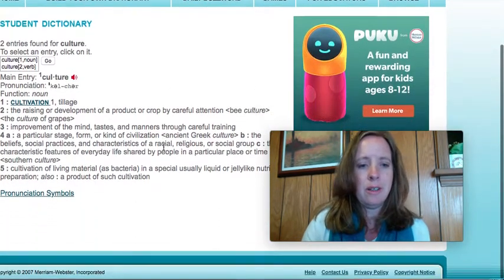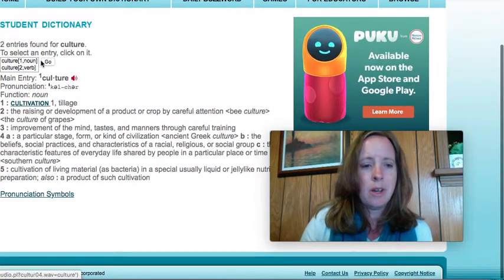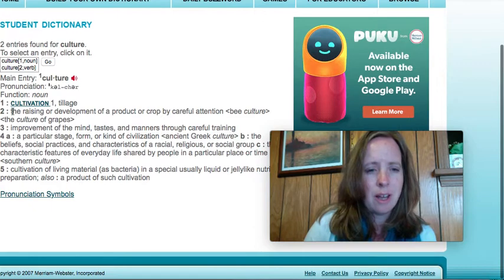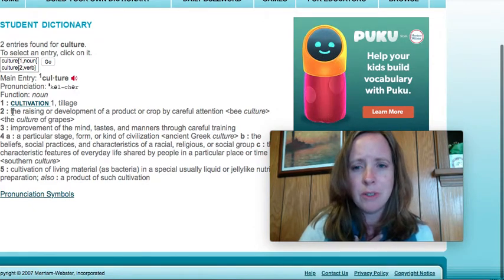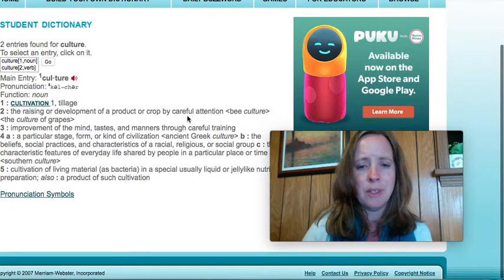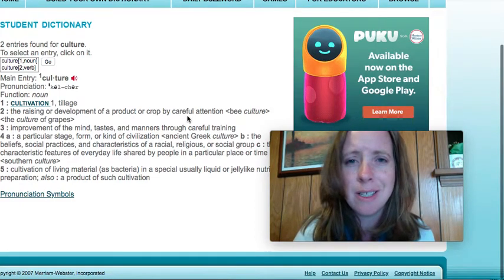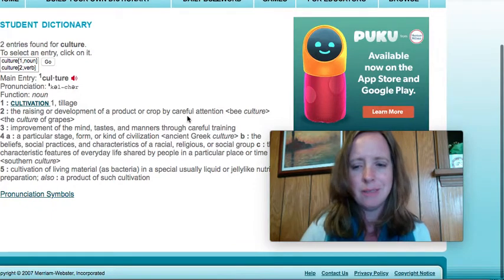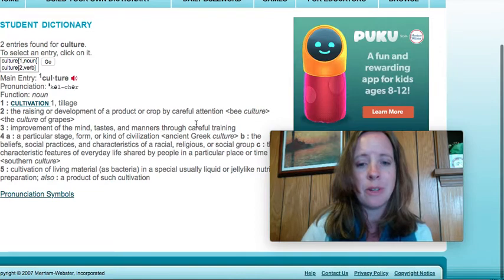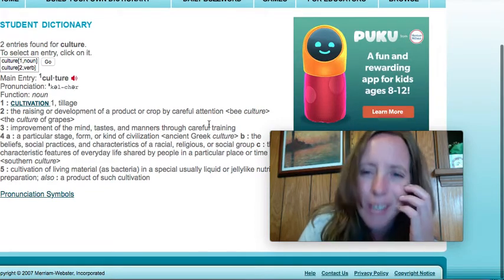Culture. So there are a few different entries. The culture that we used in our passage, was it the raising or development of a product or crop by careful attention? No, that doesn't make any sense. I wasn't talking about a crop. Improvement of the mind through careful training? No, that's not what we were talking about.